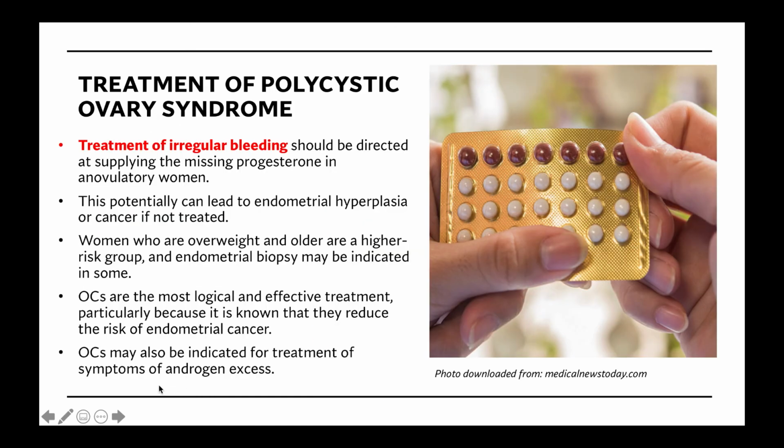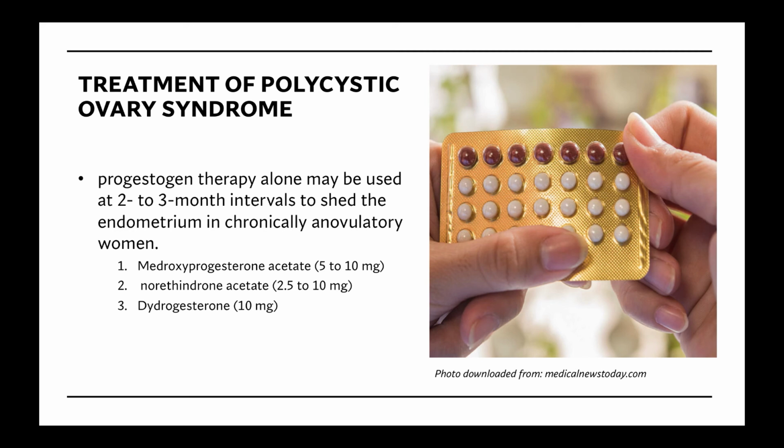For irregular bleeding, treatment should be directed at supplying the missing progesterone in anovulatory women. This potentially can lead to endometrial hyperplasia or malignancy if not treated. Women who are overweight and older are a higher risk group, and endometrial biopsy may be indicated in some cases. Oral contraceptives are the most logical and effective treatment, particularly as it is known that they reduce the risk of endometrial cancer. OCs may also be indicated for the treatment of symptoms of androgen excess.